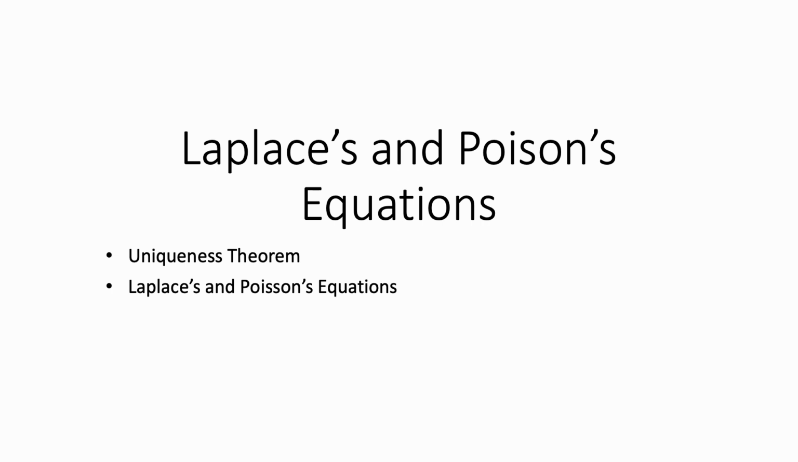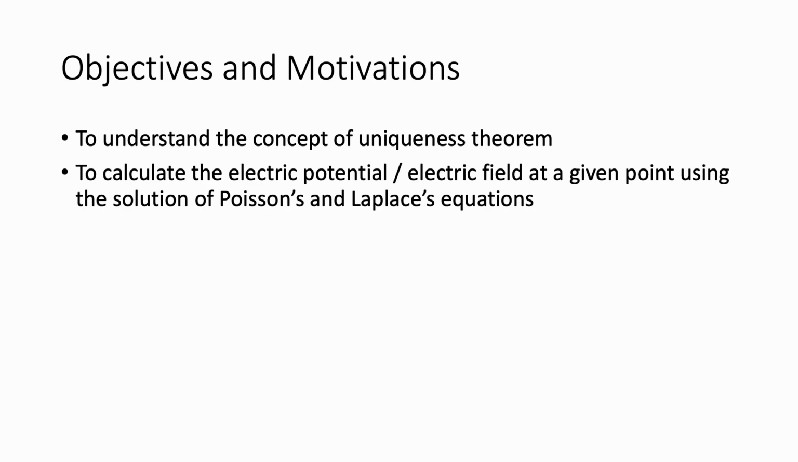So today we will continue to the next chapter after capacitance, which is regarding the Laplace and Poisson's equations. Inside this chapter we're going to look at the uniqueness theorem and the equations of Laplace and Poisson. This chapter will be the last chapter for electrostatic fields, and after this we're going to go to magnetostatic fields. Now let's look at the objectives and motivations for this chapter.